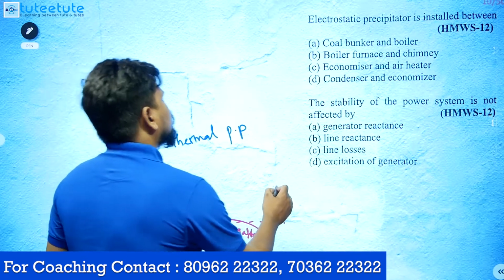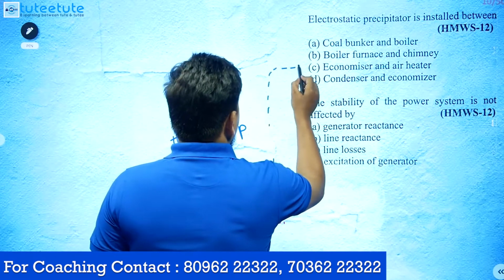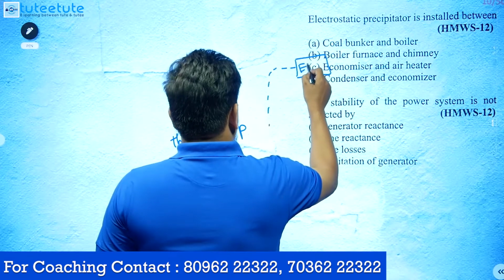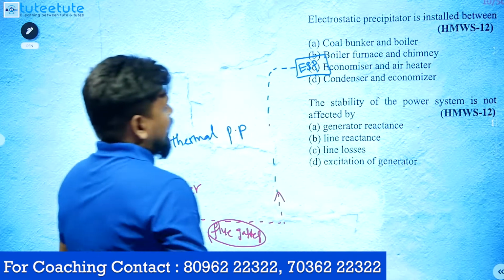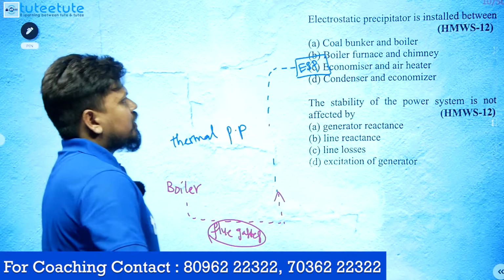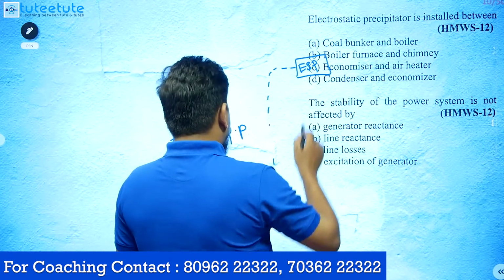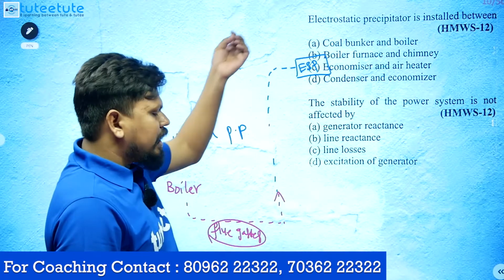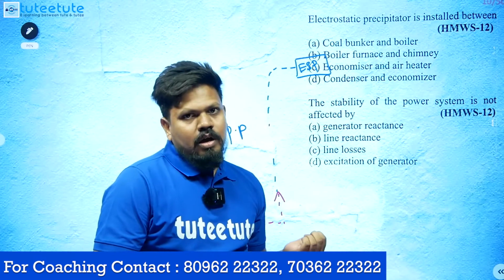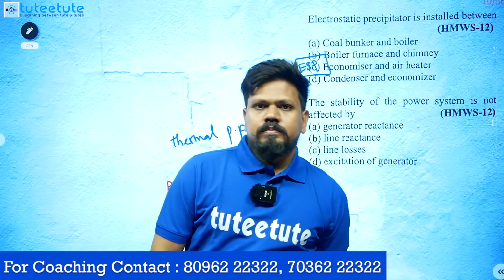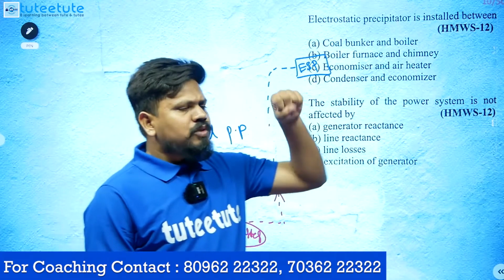That's why we have to send these into the electrostatic precipitator. In the electrostatic precipitator, all these flue gases will be captured and only the smoke will go out. Understanding? Only the smoke will go out.